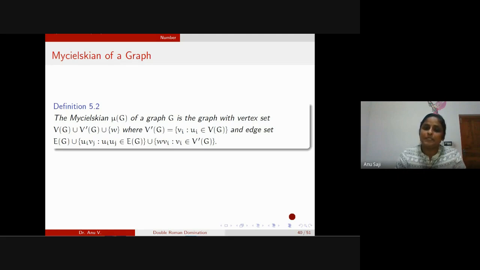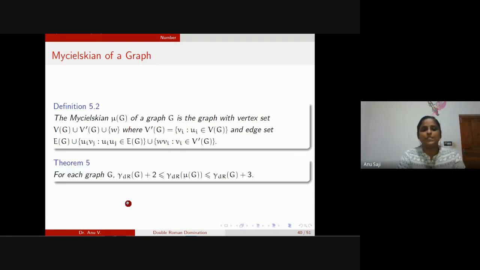How can we construct the Mycielskian? Let G be a graph with the vertices u1, u2, etc., un. Corresponding to each vertex ui, we add a vertex vi and make it adjacent to the neighbors of ui. And add another vertex w and make it adjacent to all the newly added vertices v1, v2, etc., vn. The resulting graph is known as the Mycielskian of G and it is denoted by μ(G).